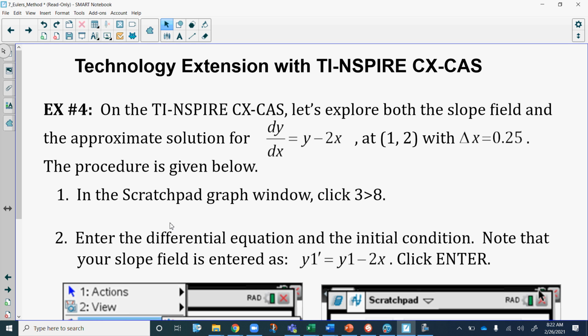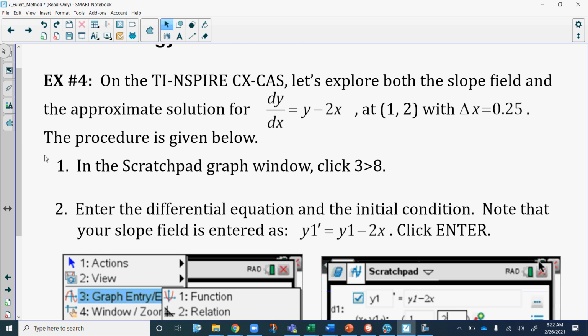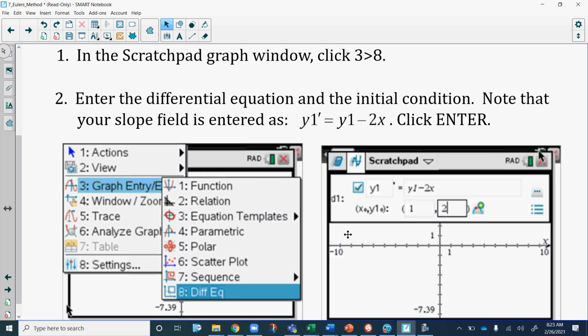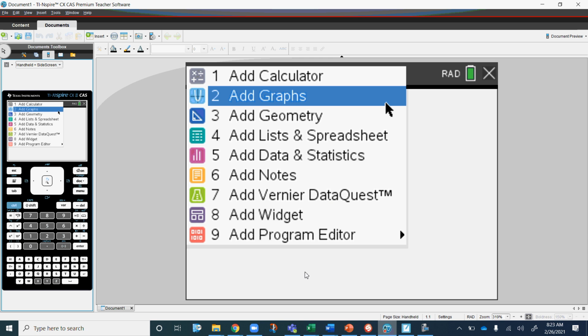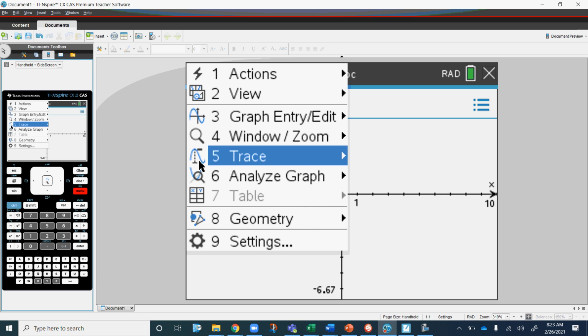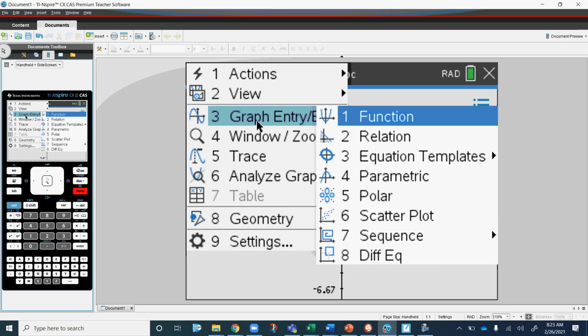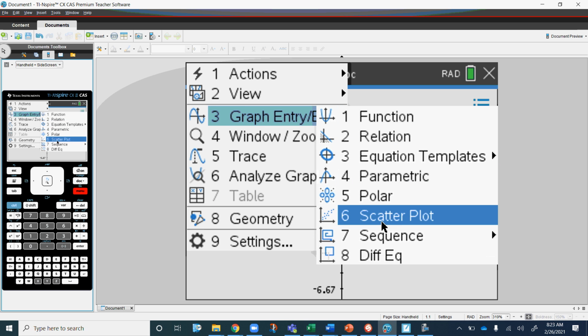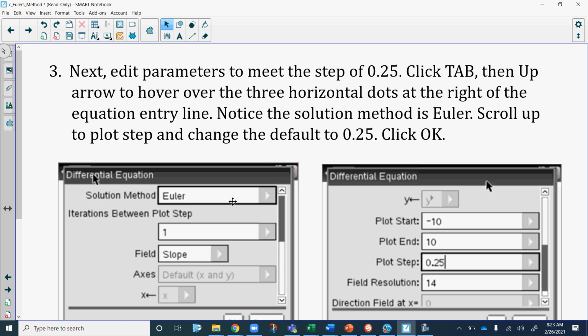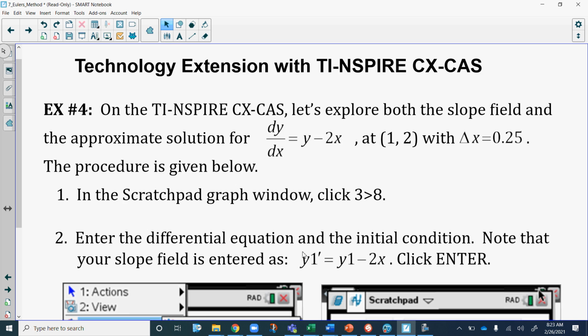So what it tells you to do is, in your scratch pad on your calculator, we're going to do the following steps. We want to go to the graphs and hit the menu button. You may need to bear with me here because I'm still a relative novice, still kind of learning the calculator. But we're going to go to our differential equations. And next, what it tells you to do, if you're following along, is edit the parameters. Oh wait, I didn't finish filling in the stuff here.